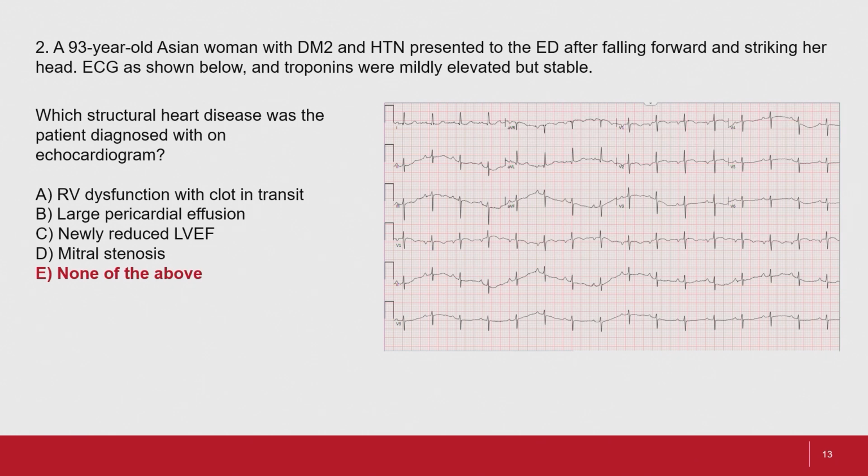If it makes you feel better, AI got this one wrong as well. So AI thought that the patient had cardiac dysfunction, or had both LV and RV dysfunction, so it got it wrong. So no point for AI here, but no point for you either. Okay, next question.